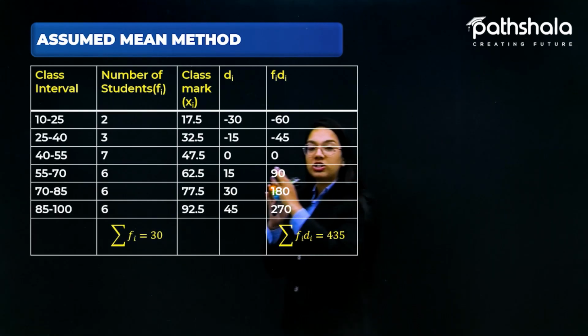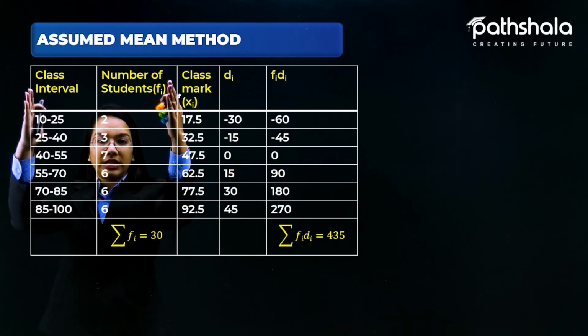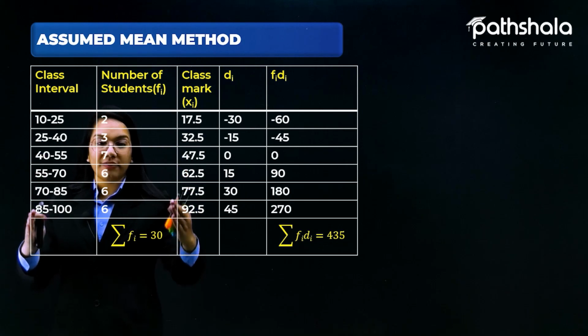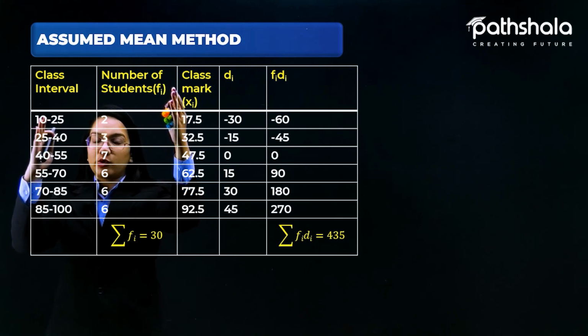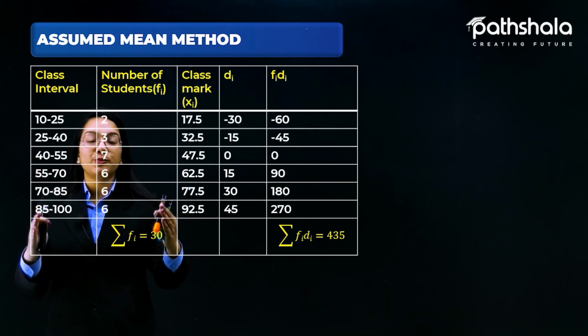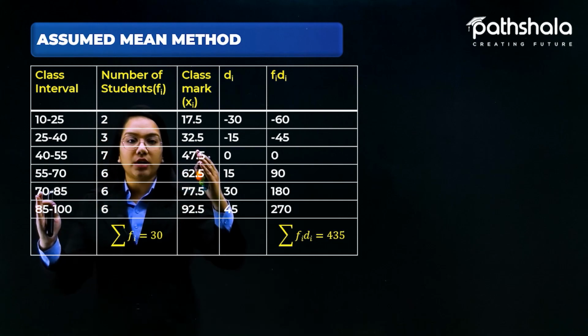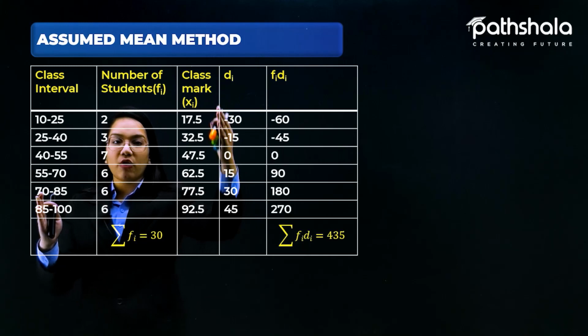First of all, just neglect these three tables. I'm only talking about the information that we already have in the previous question. We have the class intervals as this, and the number of students, which is represented as Fi, as this. So we have this particular table. As per the assumed mean method, we have to form the next table, which is a table of class mark.